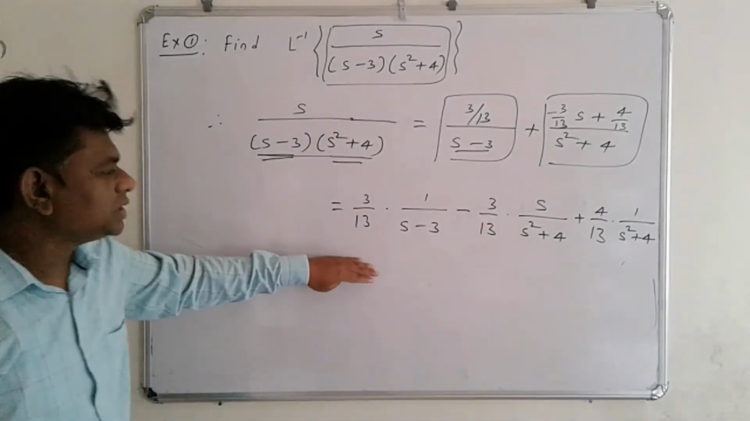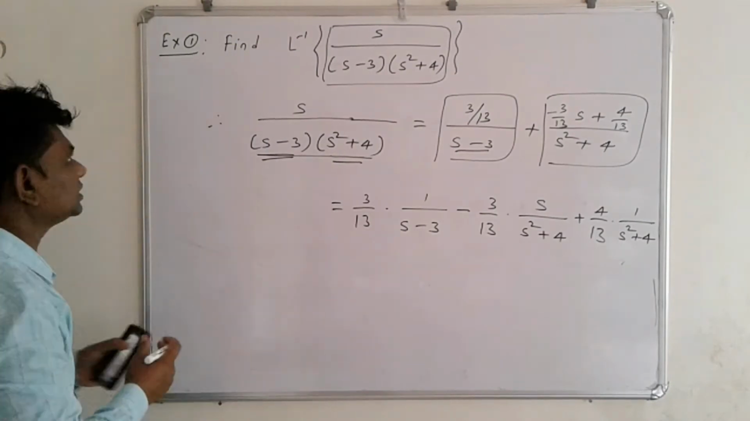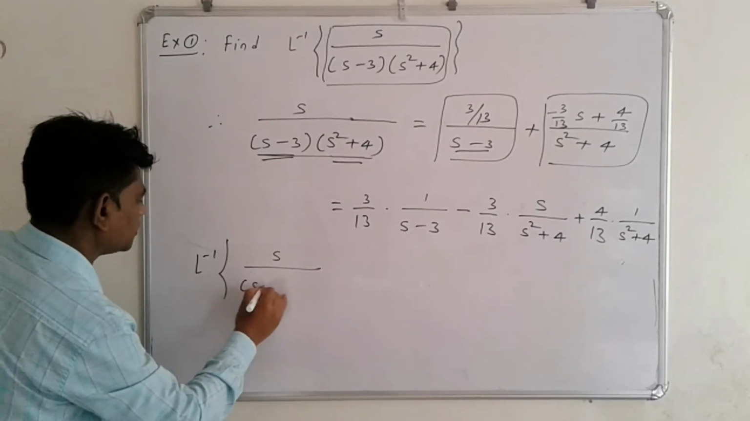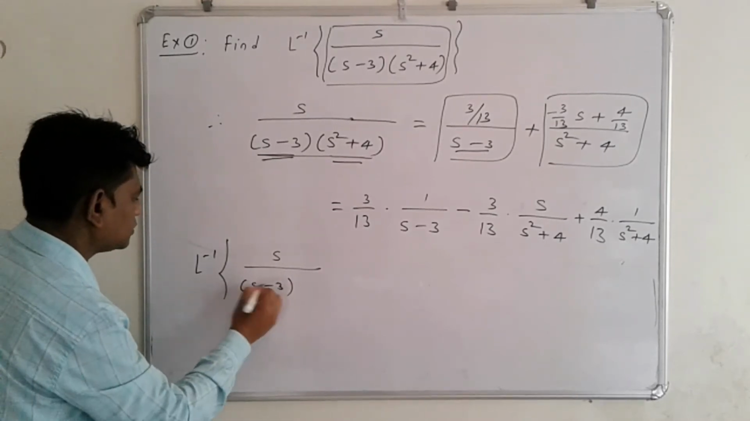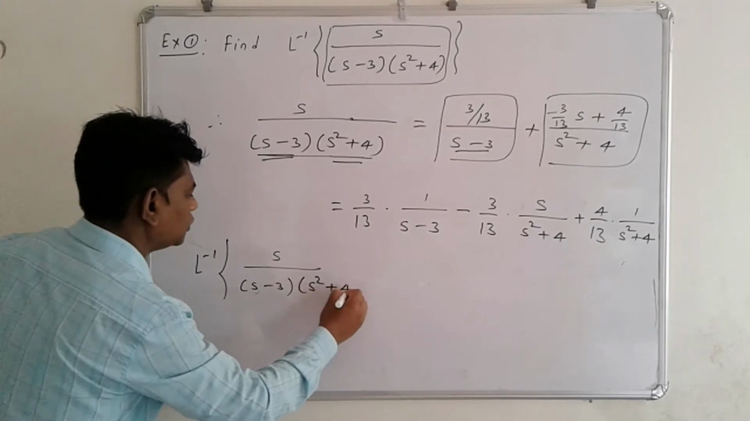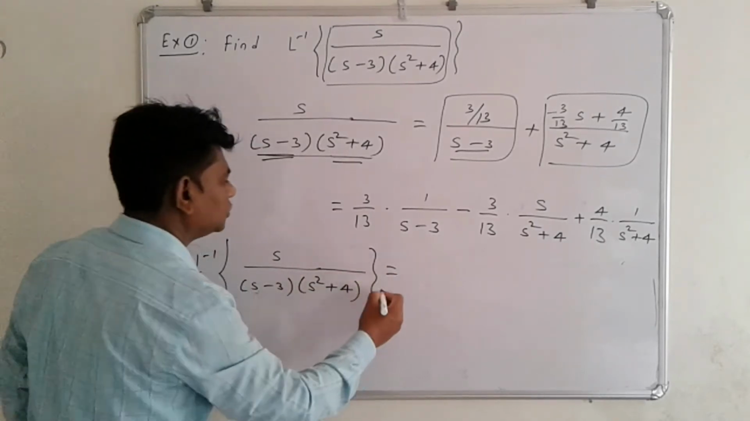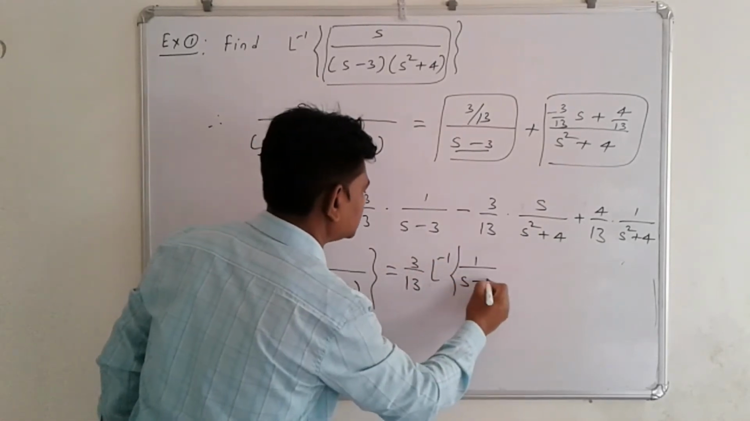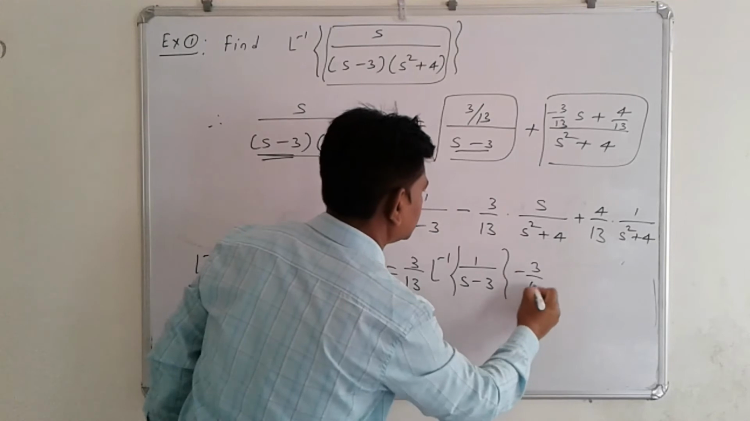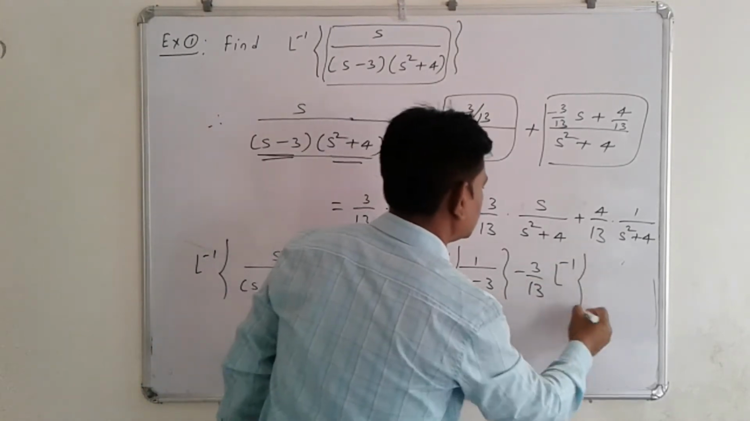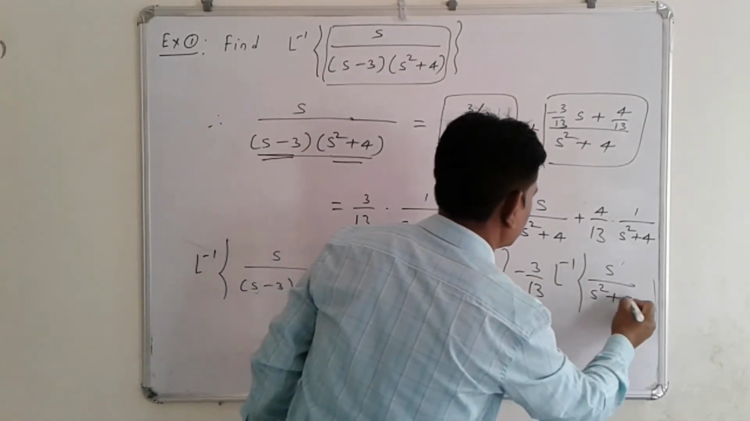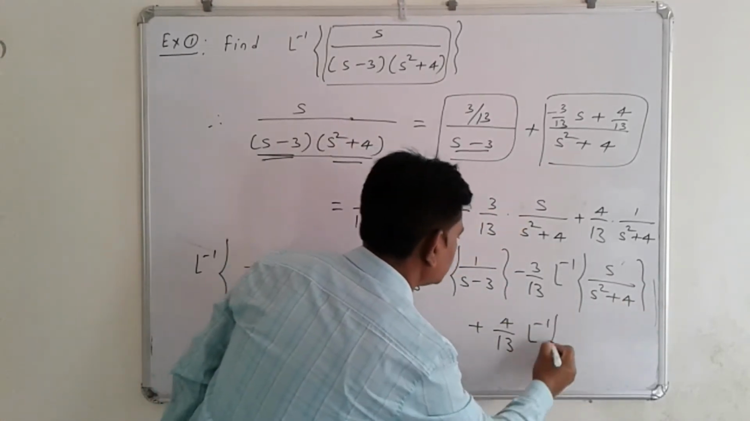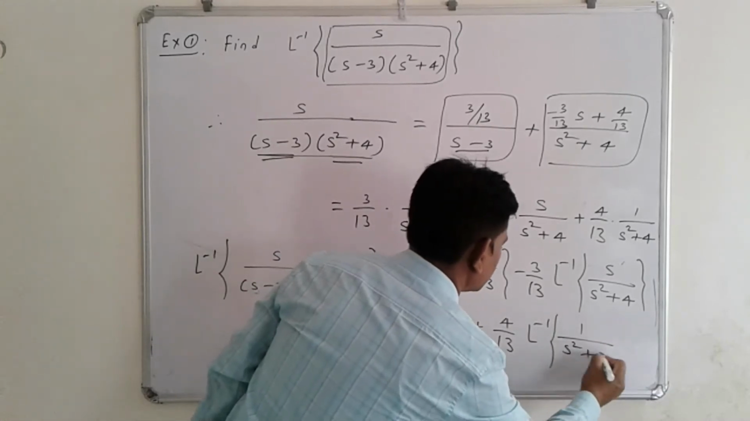Now by applying inverse Laplace transform to both sides, therefore inverse of s upon (s minus 3) times (s square plus 4) is equal to 3 by 13 times inverse of 1 upon s minus 3, minus 3 by 13 times inverse of s upon s square plus 4, plus 4 by 13 times inverse of 1 upon s square plus 4.